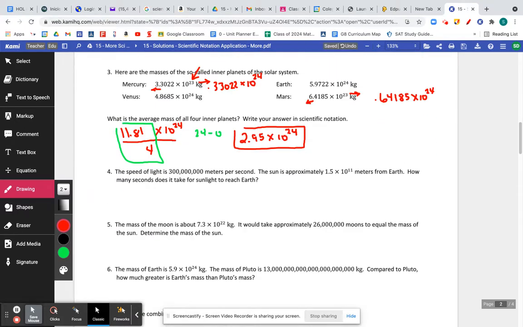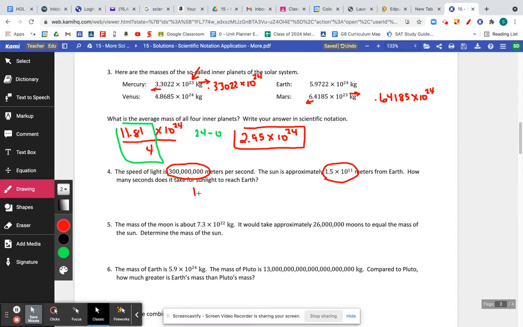Number 4, the speed of light is 300 million meters per second. The sun is this many meters away. How many seconds does it take for sunlight to reach the Earth? Okay, so that's sounding like a division problem. If we take this giant number and divide it by this smaller number, we should have how many seconds are left. So let's go ahead and do that.